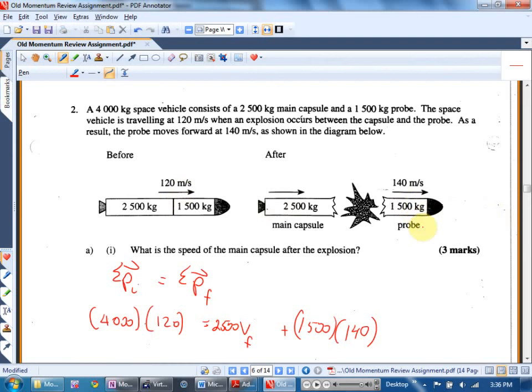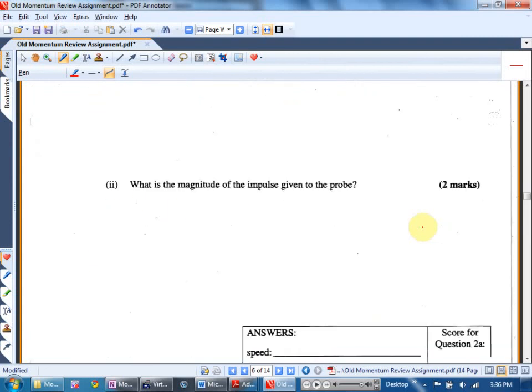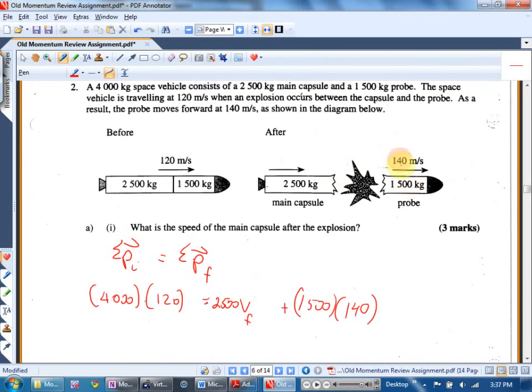Part B says, what's the magnitude of the impulse? It's another word for impulse. And here I'm definitely not using force change in time. I'm going to go final minus initial. Final is probe. Final is mass times velocity, positive to the right, minus initial. This time, don't look at both of them, just this mass times the velocity. So it would just be 1,500 times 140 minus 1,500 times 120, whatever the heck that was. That's your change in that momentum. That's your impulse.